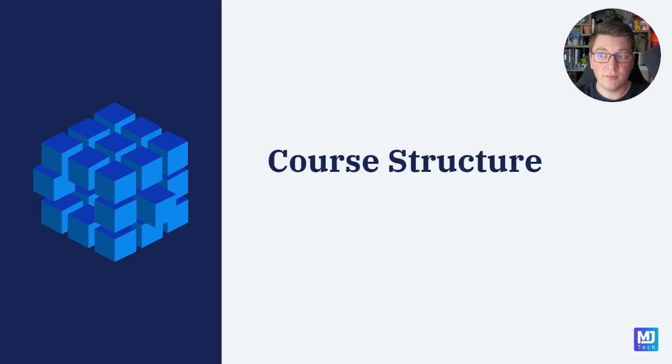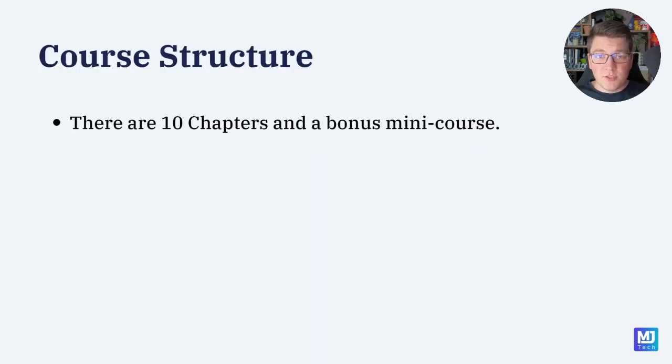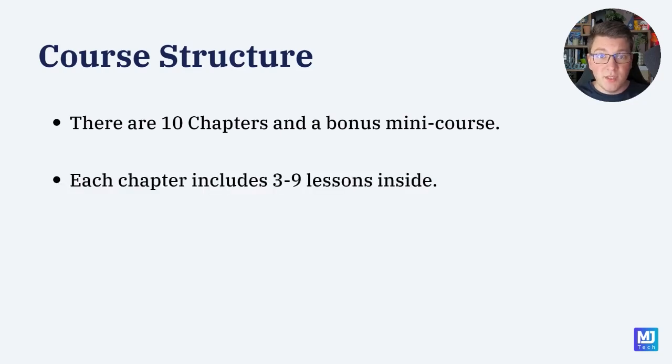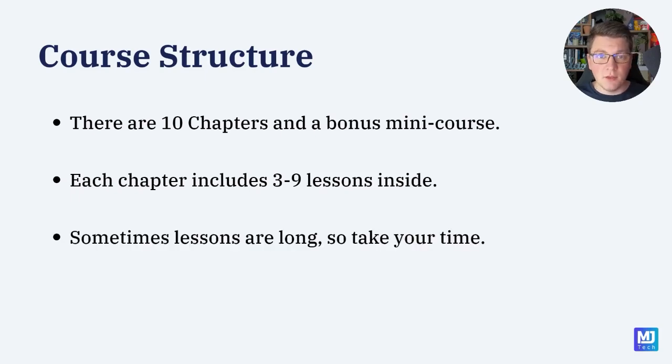Now, let's talk a little bit about the structure of this course. There are 10 core chapters inside of the Modular Monolith Architecture course, and each chapter builds upon the lessons learned from the previous chapters. There is also a bonus mini course at the end that covers some other interesting topics. Each chapter is broken down into 3 to 9 individual lessons. Sometimes these lessons are very long, so take your time while watching this course.